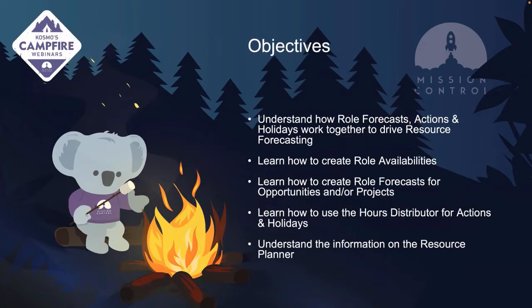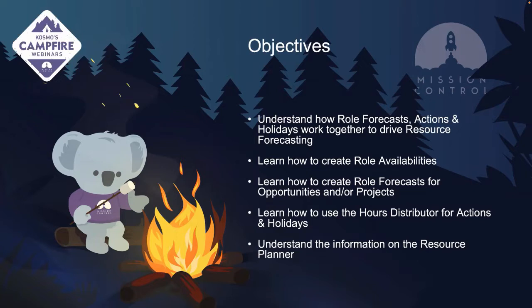So the main objective is really to get a deeper understanding of how role forecasts, actions, and holidays all come together to drive the actual forecast of expected demand of individual resources. So we're going to take a deeper look into role availability and how you can manage that and set different periods of time as to when someone's going to be available.